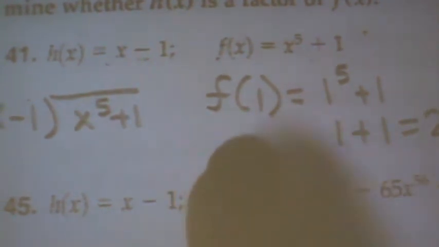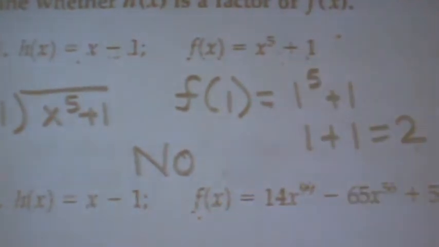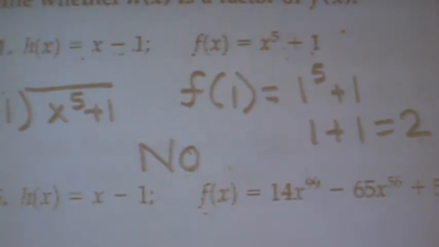So the answer to this question is what? No. It's not 2, it's no. This is not a factor of this. Whereas the previous question said, what is the remainder? So you're doing the same thing, but just looking for a zero. You're just looking for if it goes into it evenly. Now, what if I said, determine whether h of x is a factor of f of x, and if not, what is the remainder? Then you say both. You say no, remainder's 2. So on your test, it's going to ask you for both.